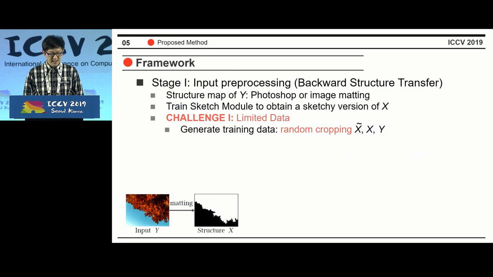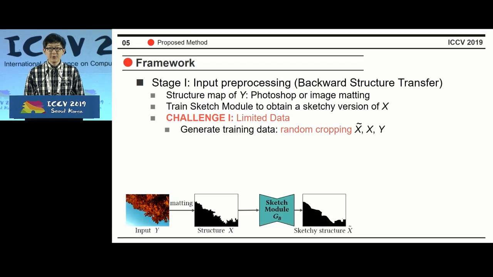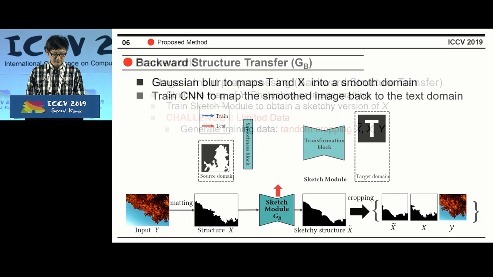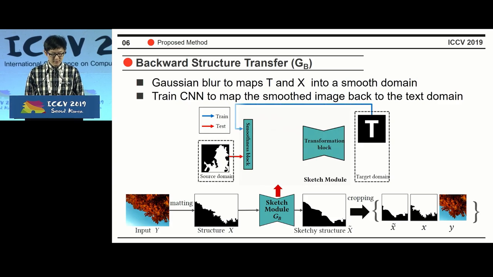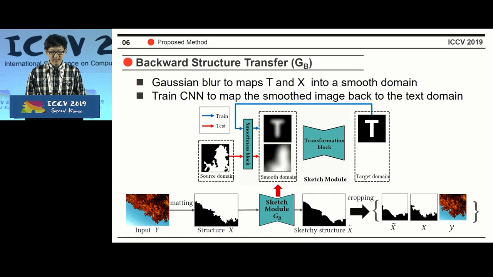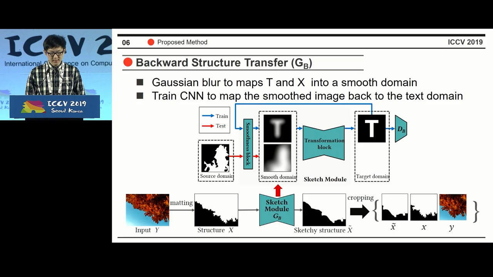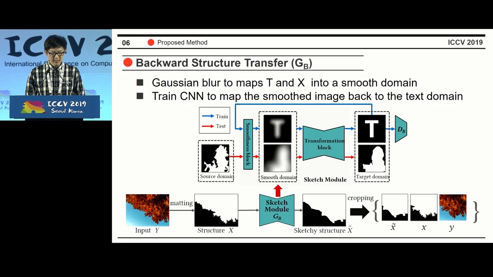First, in the first stage, we train a sketch module to simplify the structure map. To obtain enough data, we randomly crop the style image, its structure map, and a sketchy structure map into sub-image pairs to gather as our training set. For our sketch module, we use Gaussian blur to map both the text and the structure map to the same smooth domain. Then we train a deep learning network to restore the text image from the smooth domain, thereby learning to simplify the structure map.